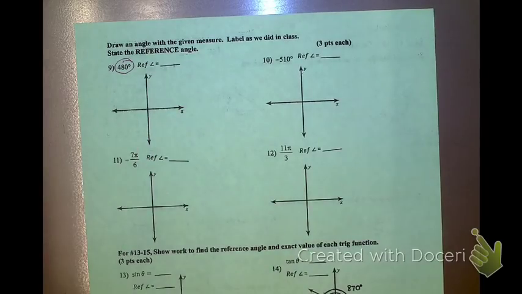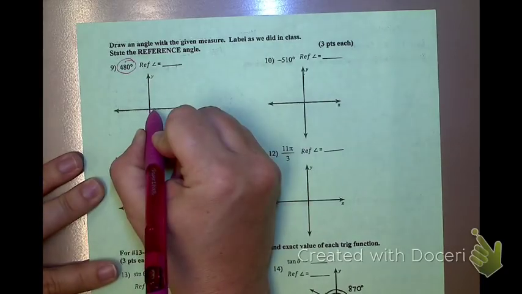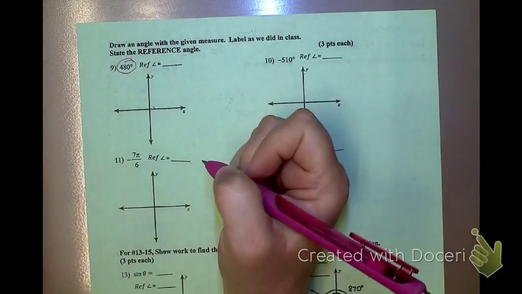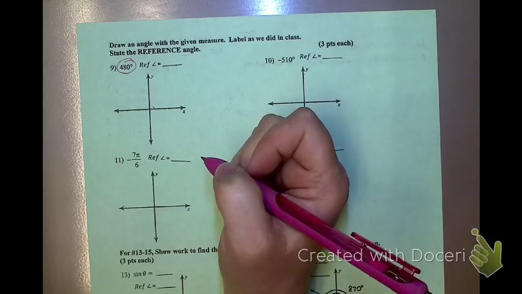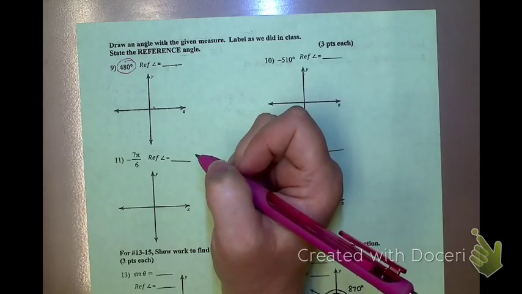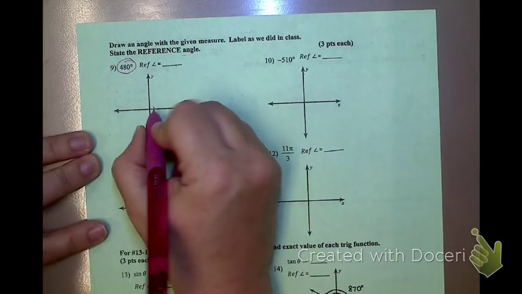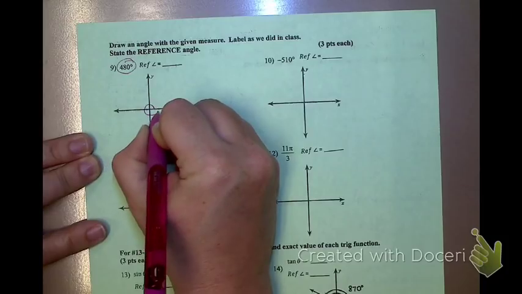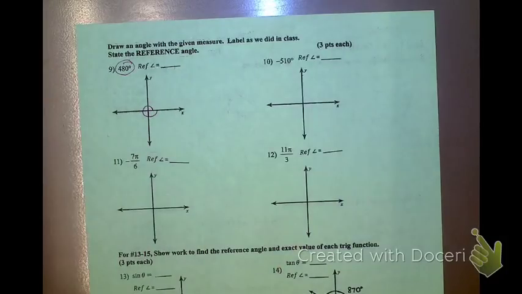What do I know about 480 degrees? I know it's positive, which means I'm going to start off by going up. I also know that it is degrees. I'm going to be counting in degrees. Also, it's more than 360. So I know that I'm going to go past that. Right? That's 360. What is my next quadrant?